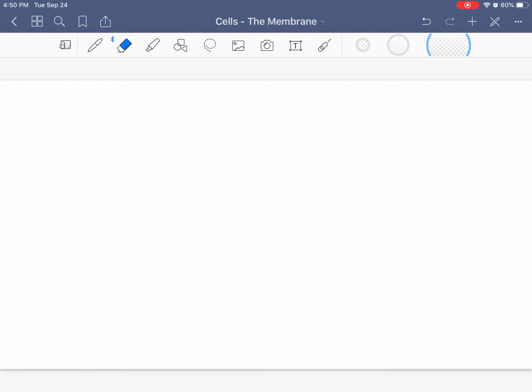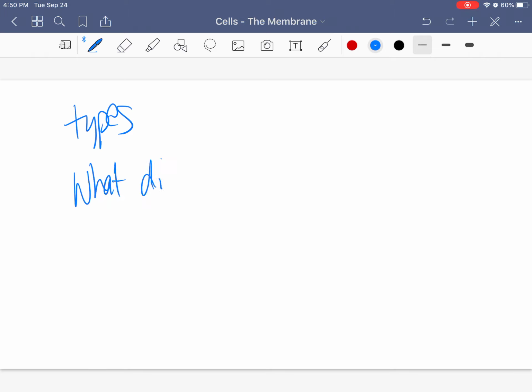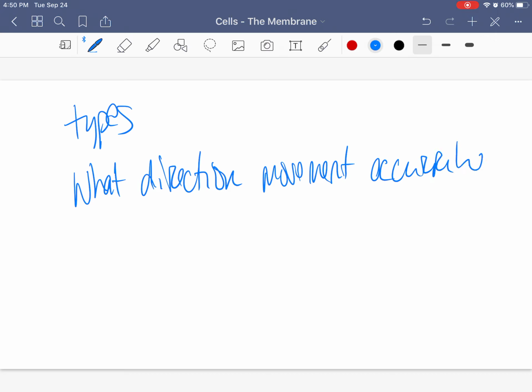All right, so that is the end of cell transport. We covered a lot of material pretty quickly. We didn't get super in depth in it, but what we need to mainly focus on is the different types of cell transport, what direction movement is occurring, and what materials are moved.